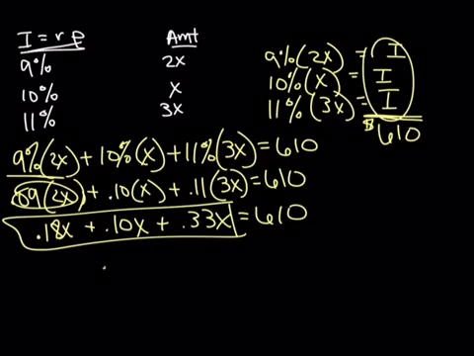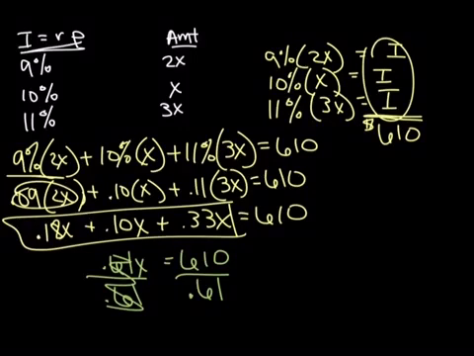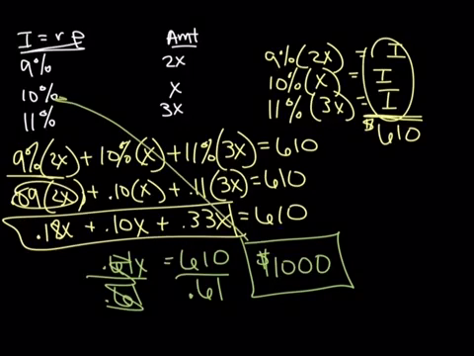And I get 0.61x equals 610. So divide both sides by 0.61 in order to find my x, and that goes away. So 610 divided by 0.61 equals $1,000. So $1,000 is the amount I invested at 10%, because that's my x value that I was looking for, and the x goes with the 10%.